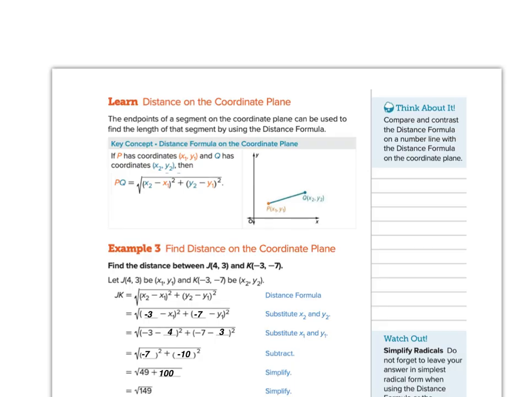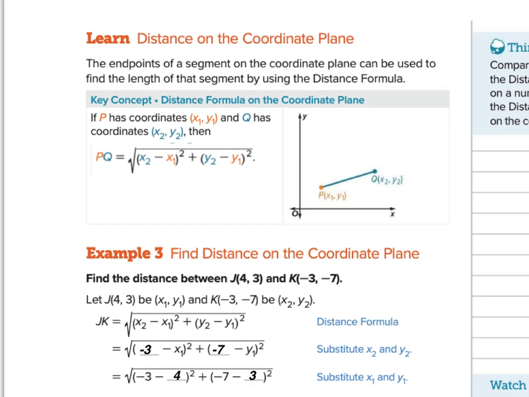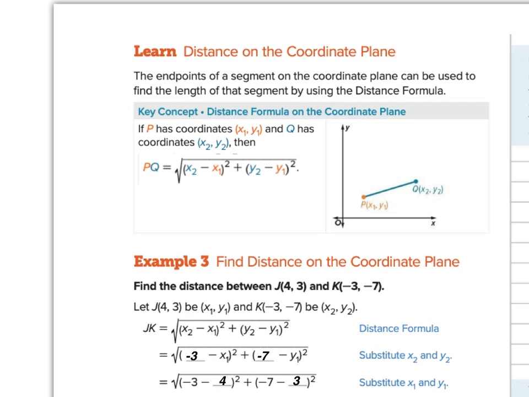The last one we did was on a number line. It was a straight line, so all we had to do is do one formula. But now what we're talking about is when we have just 2 points or a segment that is not necessarily a flat line or a straight line, we do a little bit more math to it. So here, the distance formula on the coordinate plane. The distance formula is derived from the Pythagorean theorem.